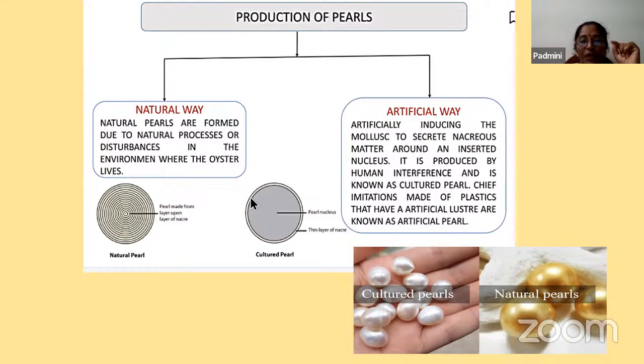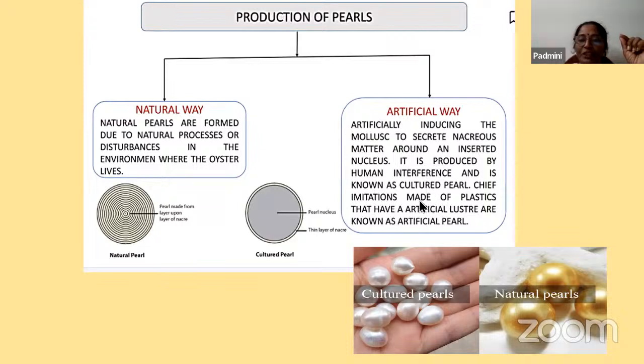Now that is produced around this pearl nucleus. The pearl nucleus is the artificial pearl that you have prepared, and then you introduce it into the oyster, and after some days you see that it has produced that nacre around it. So that is a cultured pearl, and that's the reason why we are able to afford pearls: because they are cultured, they are a little less costly than natural pearls. So artificially inducing the mollusca to secrete the nacreous matter around the inserted nucleus, produced by human interference, is known as cultured pearl.